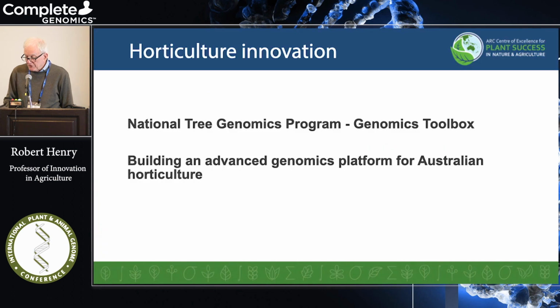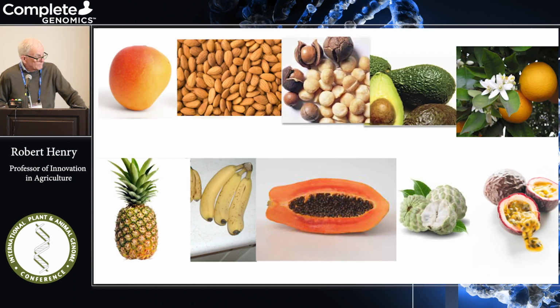To characterize wild and domesticated plants, one of the big programs that we're applying this to is our tree genomics program. We're developing a toolbox of a platform, if you like, of technologies to underpin the production of a lot of horticultural crops. And the latest iteration of that is a project we call Building an Advanced Genomics Platform for Australian Horticulture. These two projects have been funded by Horticulture Innovation at about a $30 million investment in genomics.